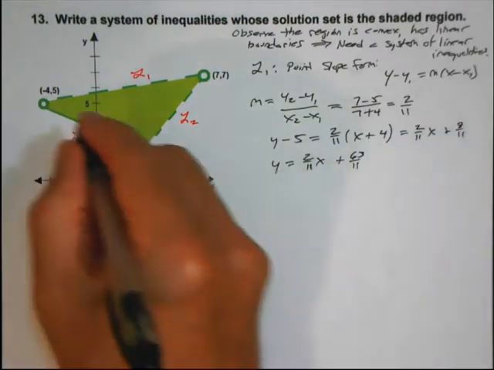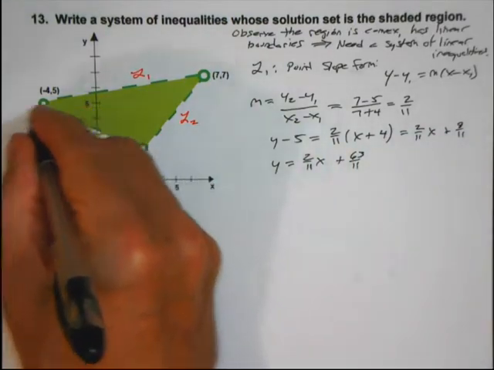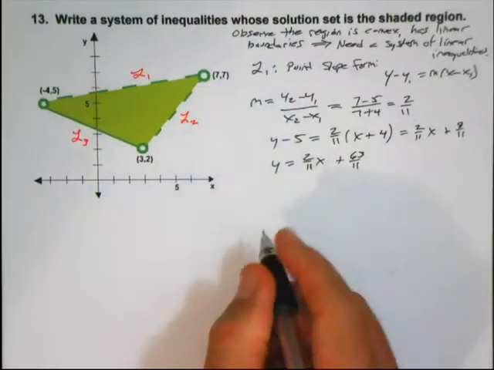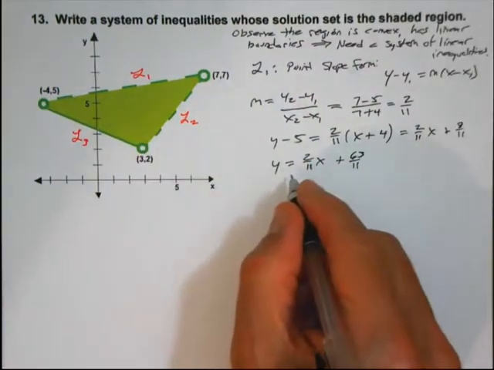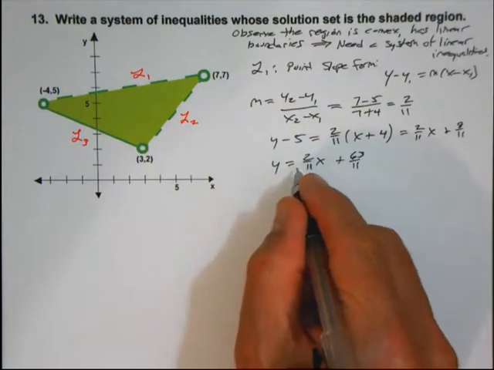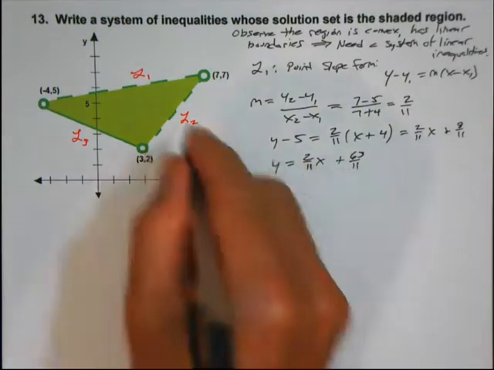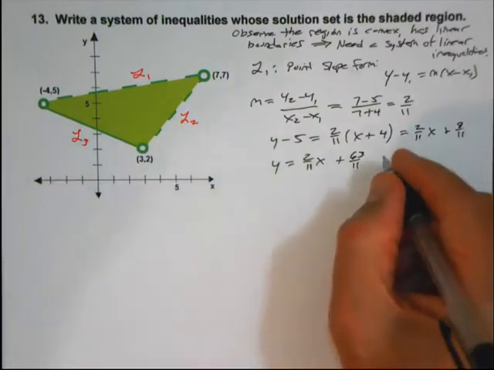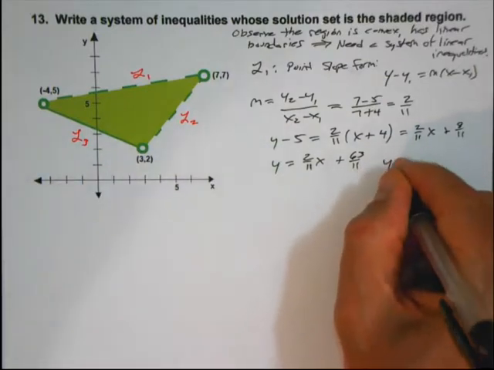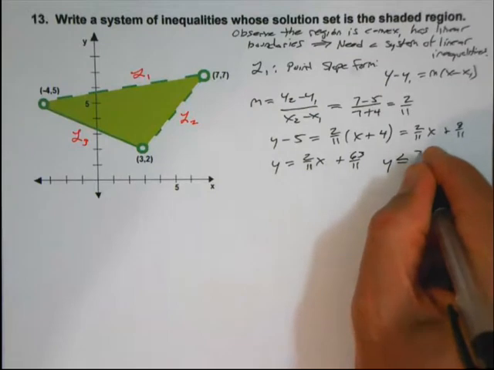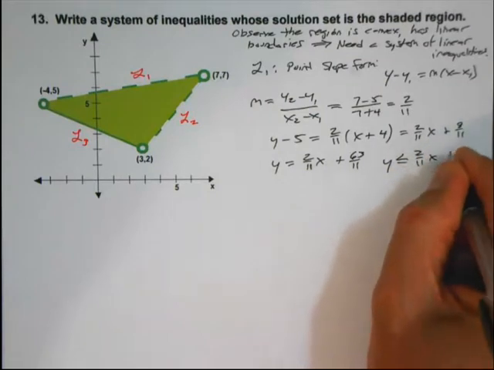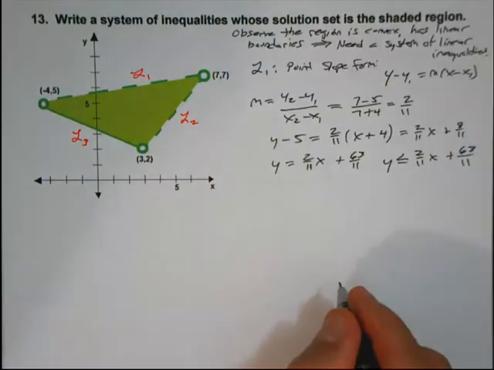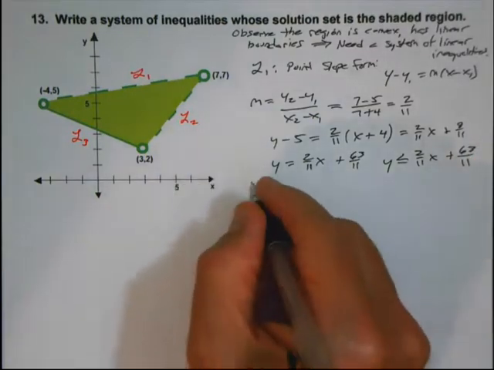Now, we need the inequality that has this boundary line, but the half plane below the line. Since it has this form, below can be done by simply having y less than this. It's a solid line, so we also do want to include the inequality sign. We finally have y less than or equal to 2/11ths x plus 63/11. Okay, let's go on to L2.